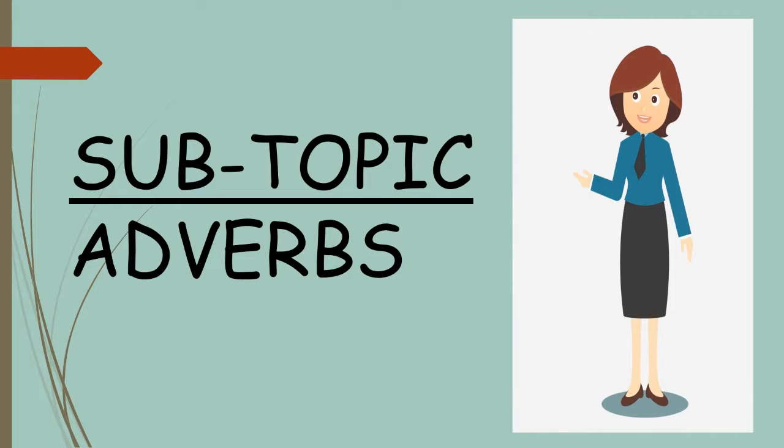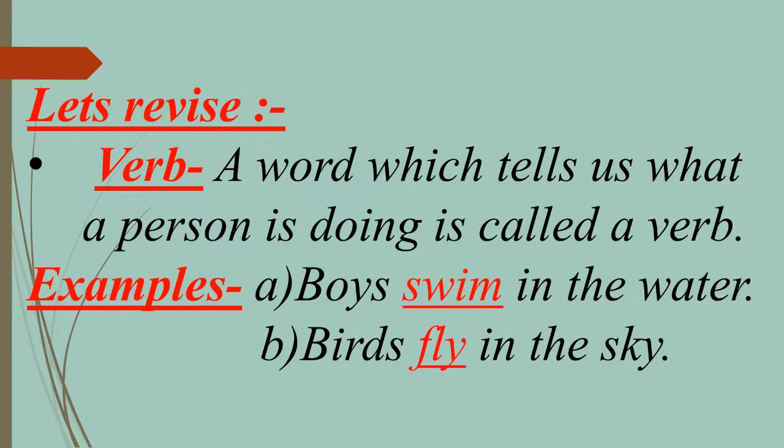Before we start the topic, let's revise what is a verb. A word which tells us what a person is doing is called a verb. Let's see the examples. First one, boys swim in the water. In first sentence, the word swim is an action word. That means a verb. Second example, birds fly in the sky. In the second sentence, you can see the action word that is fly and that is a verb.